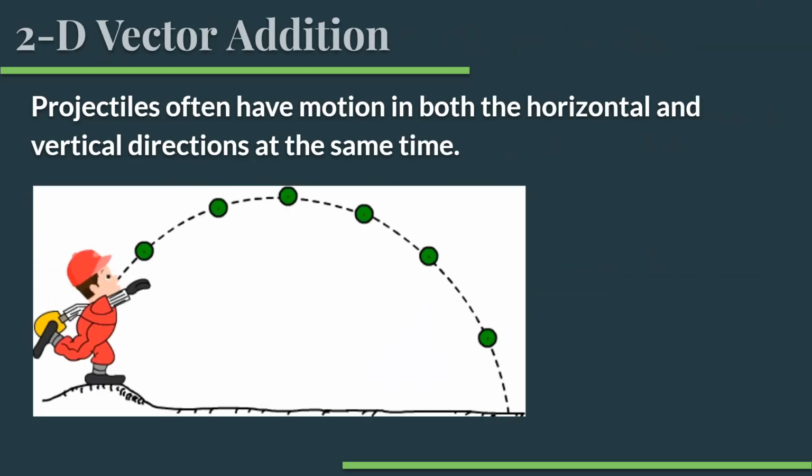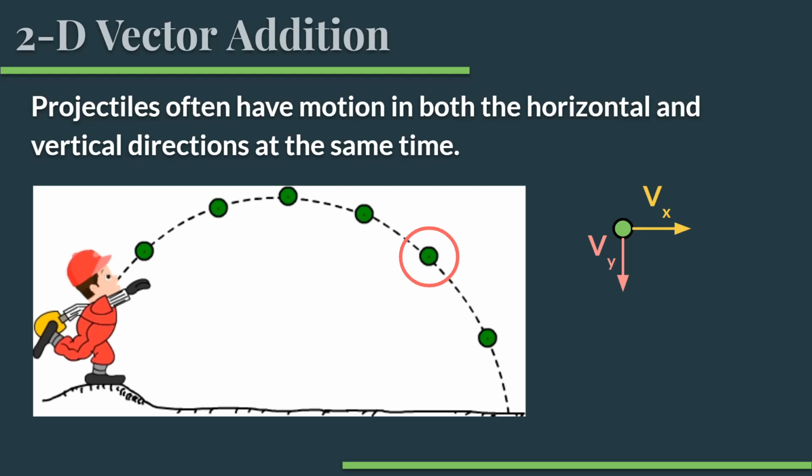Okay, so again, projectiles often have motion in both horizontal and vertical directions at the same time. Pick a point. I'm going to choose this one. And we can represent the velocity of that ball in the horizontal and vertical direction. I know that ball is moving both forward and down. And so whenever I draw my vectors, they would look something like this. I would have a horizontal velocity vector, which is in yellow here, and I have a vertical velocity vector, which is in pink.